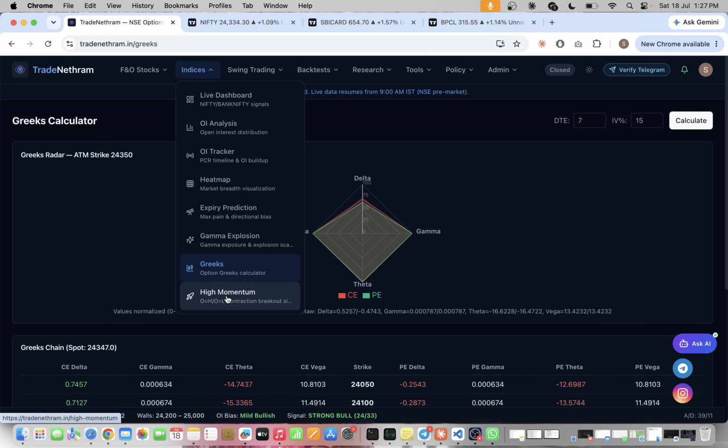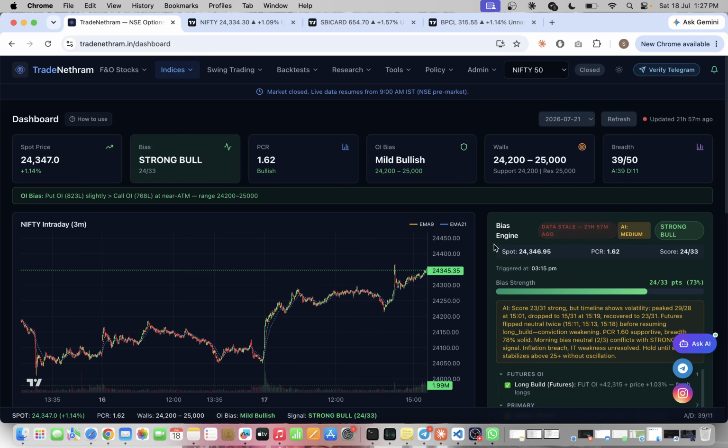Even if the market goes one way, that's okay. The market will come again tomorrow, guys, for you. But you need to maintain your discipline and your consistency, and only then will you be able to make profits from the stock market.